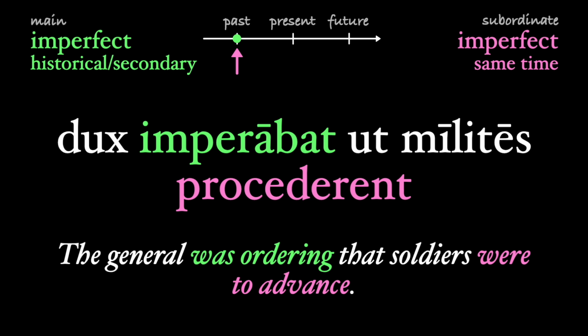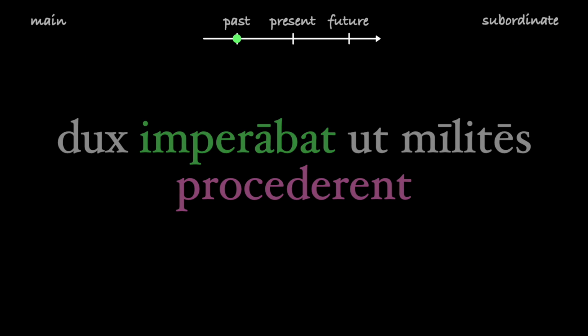Dux imperabat ut milites procederent. The general was ordering the soldiers to advance, or that the soldiers were to advance. Here we are operating in historical sequence with the main verb imperabat in the imperfect indicative, and so we use the imperfect subjunctive to show an incomplete action.